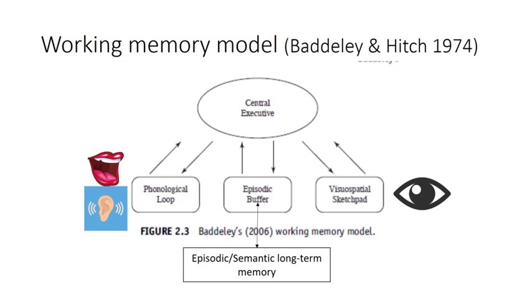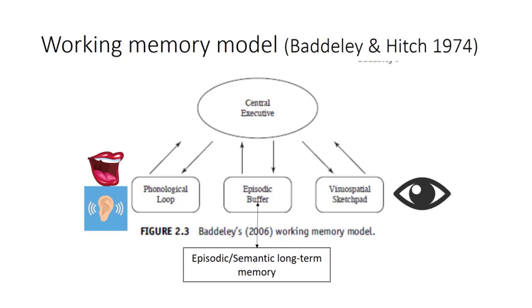For example, as you listen to my lecture at this moment, the information you receive from listening to my speech is encoded by your phonological loop. The information you receive from looking at my slides visually is encoded by your visual spatial sketchpad. Your central executive communicates with your phonological loop and visual spatial sketchpad to organize all information together.